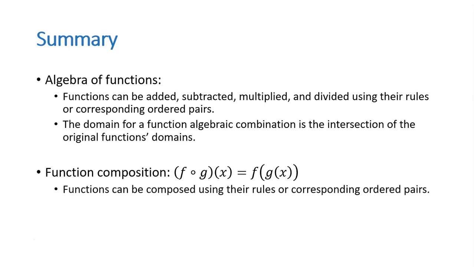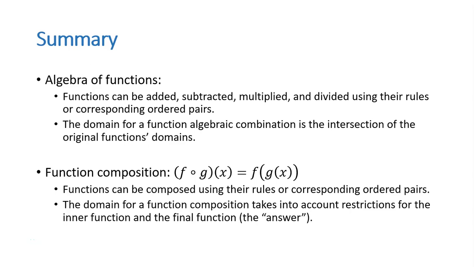So functions can be composed using rules. Using function notation, we define a rule to find an output from an input, or corresponding ordered pairs, just as before. And the domain for a function composition has to take into account restrictions for the inner function, as soon as we plug in what we're thinking of as g of x, and the final function. Once we simplify everything down, we have a new function. We have to account for restrictions in that case as well.